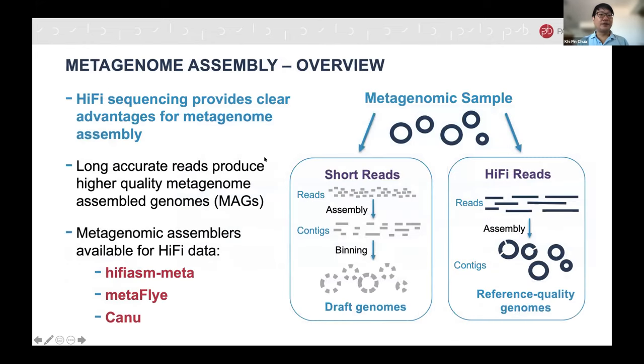HiFi reads can be used to carry out metagenome assembly as well. One of the tools, hifiasm, for example, has another version called hifiasm-meta that has been recently published as a preprint to generate a huge number of circular contigs directly for metagenome samples. I highly encourage you to take a look at that paper to see the state-of-the-art shotgun metagenomic assembly using HiFi.